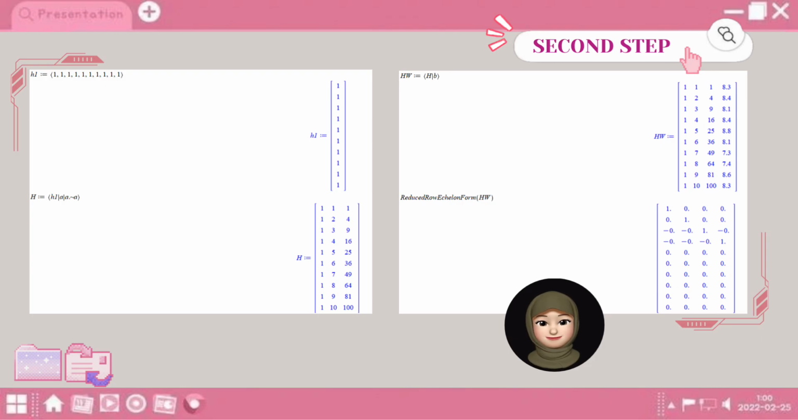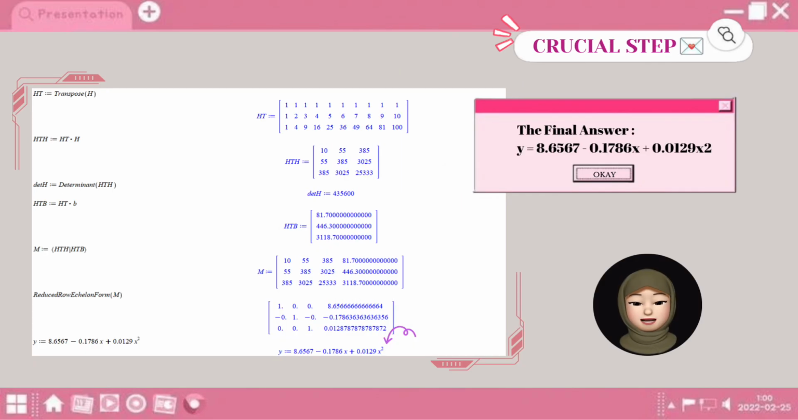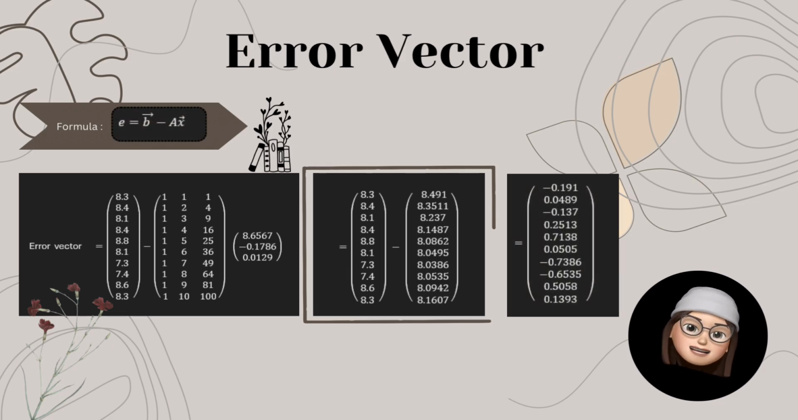of HW. The next step is a crucial one, since we have to insert the formula step by step to get the final result. I think MAPLE calculation is easier since you don't have to waste your time executing the calculation. Also, MAPLE eliminates human error by performing precise calculation whether it is for a smaller or larger dataset. Next is the error vector.